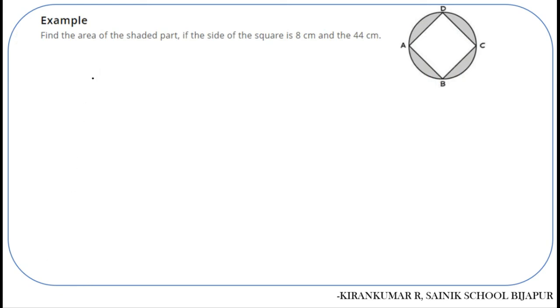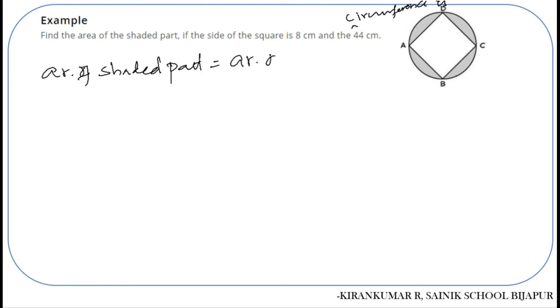Let's try and understand another example. Find the area of the shaded part, if the side of the square is 8 centimeter and the circumference is 44 centimeter. Here there is a correction: the circumference is 44 centimeter. Here the area of the shaded part will be equal to the area of the circle minus the area of the square. The circle's area is pi r square, minus side square.